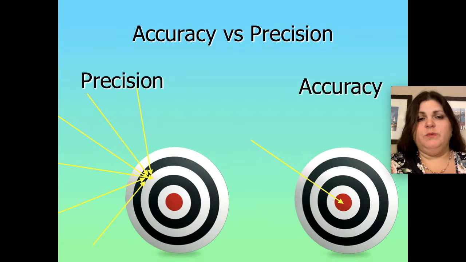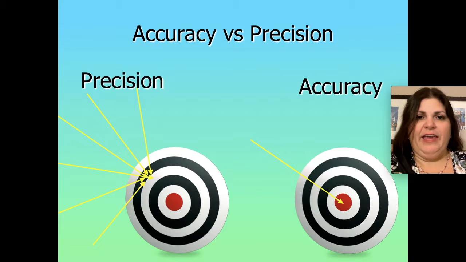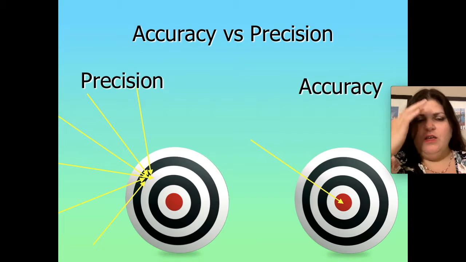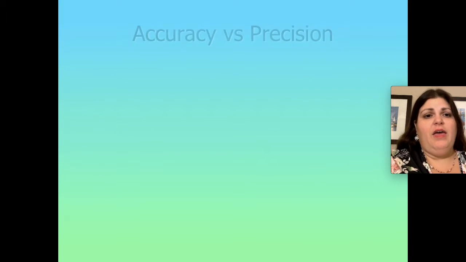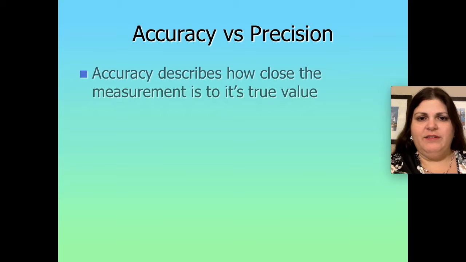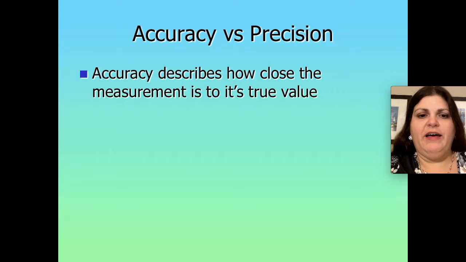When we make measurements, we need to strive to be both precise and accurate. Those two terms are often used interchangeably, but they have very distinct meanings. You can probably get a sense for what the meanings are by looking at this diagram. An accurate measurement is like hitting the bullseye. In other words, it's getting very, very close to the true or the actual value.